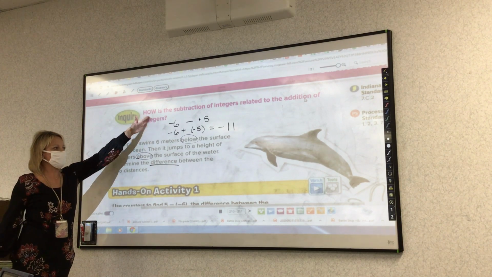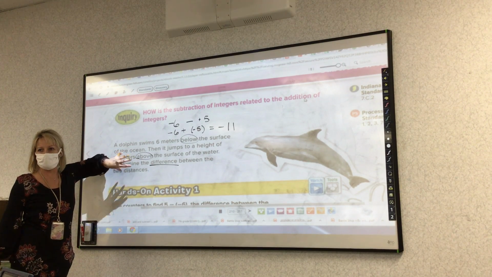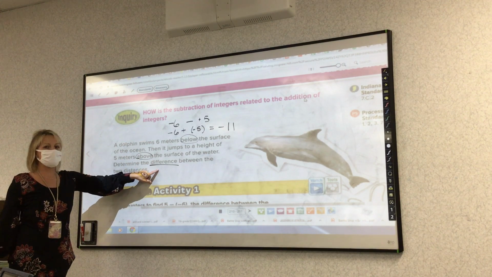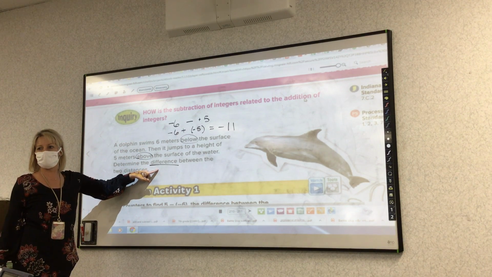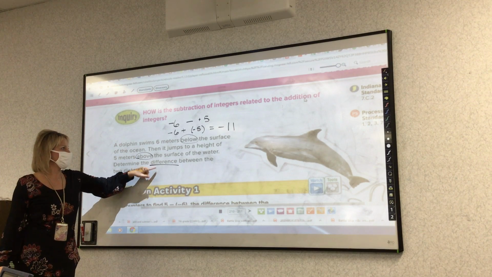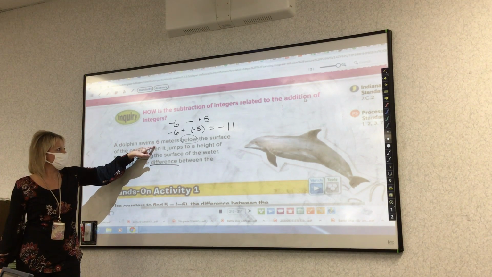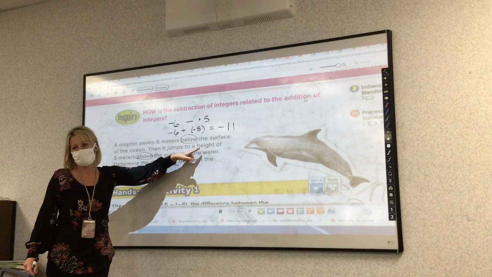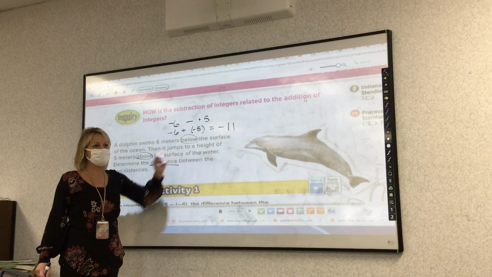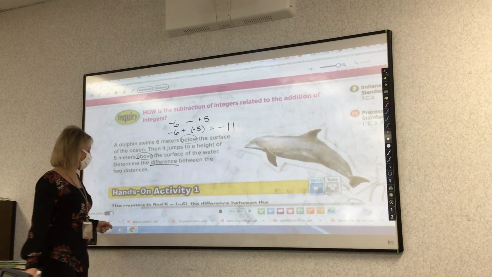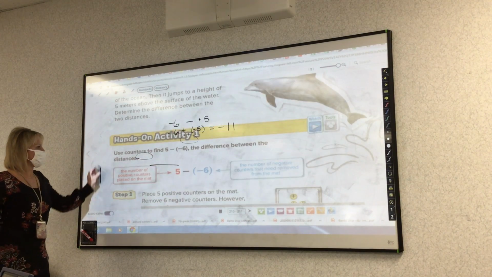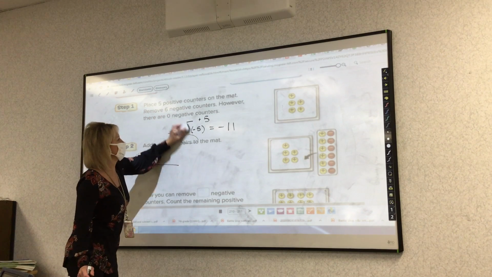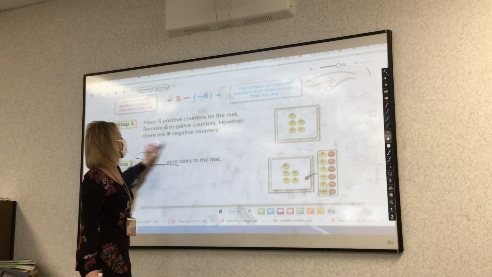So using this formula, we were able to read a story problem, set it up as I went, using key terms. And so the difference between 6 below and 5 above is 11. Go ahead and scroll up. But now we're going to do it with the counters. So just remember, we already had that answer.